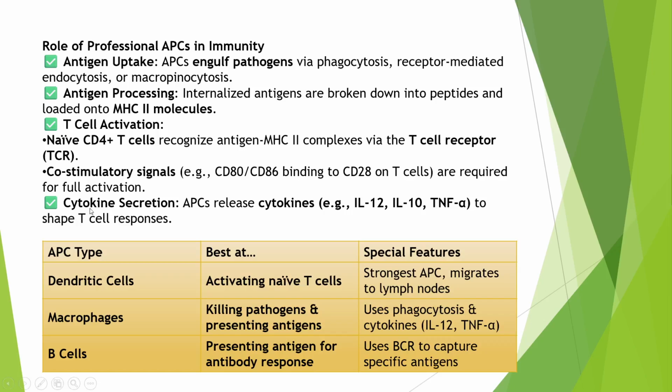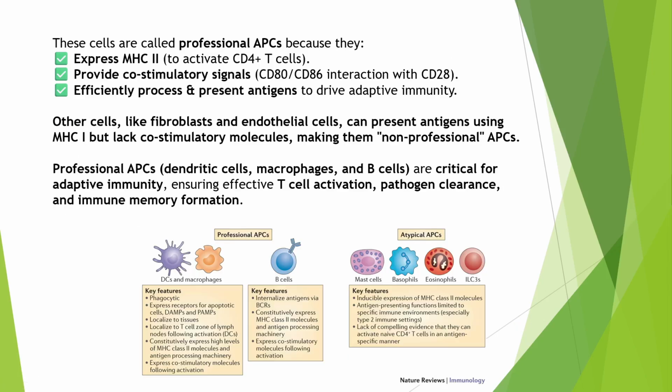So APCs are majorly dendritic cells, macrophages, B cells. They activate naive T cells, killing the pathogen by presenting the antigens. They present the antigen for the production of antibodies. Then the dendritic cell is the strongest APC. It migrates to the lymph nodes. Macrophages use phagocytosis and then release cytokines. B cells have BCR response to capture the specific antigens.